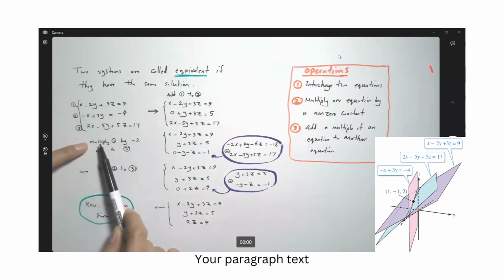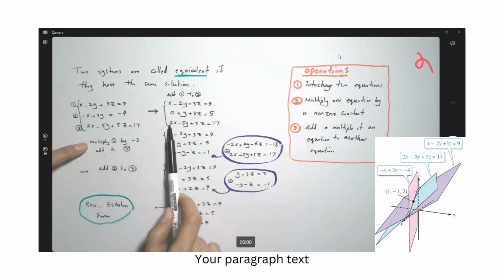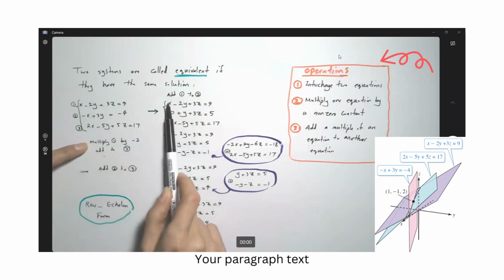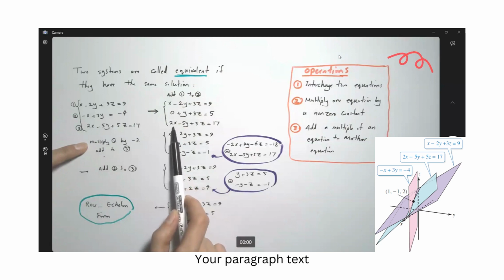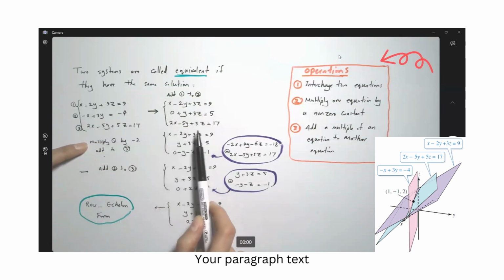What's the next step? Now I'm going to multiply the first equation by negative 2 and add it to the third equation. Why is that? Because my third equation has leading term 2x. So if they are opposite of each other, you can cancel them out.